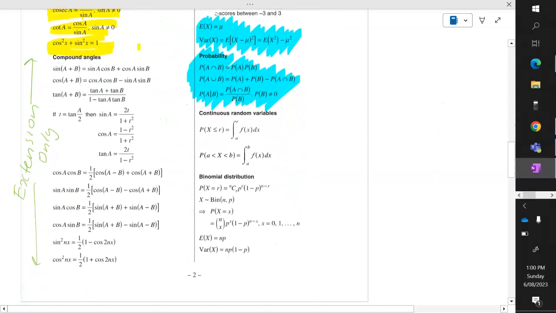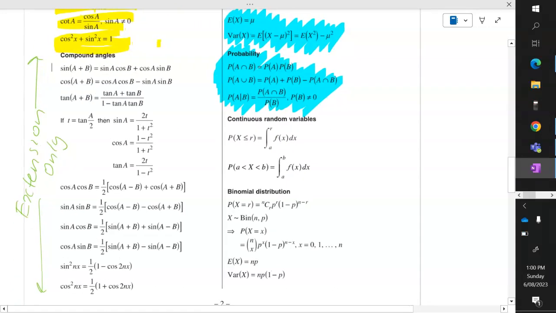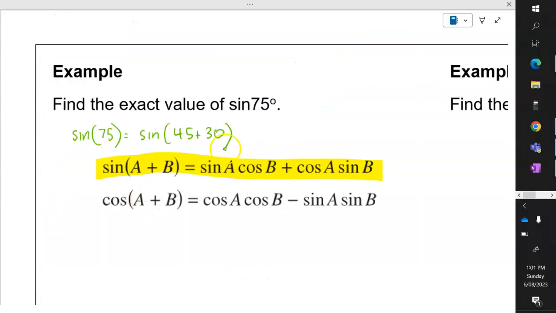So if we have a look at our formula sheet, we're given these rules here. Okay, now sine of A plus B, that's the one we want to do. And that is sine A cos B plus cos A sine B. And I've just highlighted that rule there for us. So in order to solve sine of 75, how I've split it up into 45 and the 30 would be our A, the 30 would be our B. So what that would be equal to would be sine of 45 cos of 30 plus cos of 45 sine of 30.